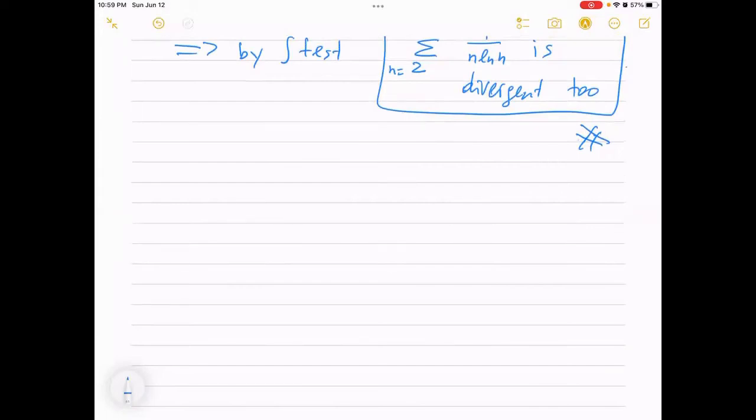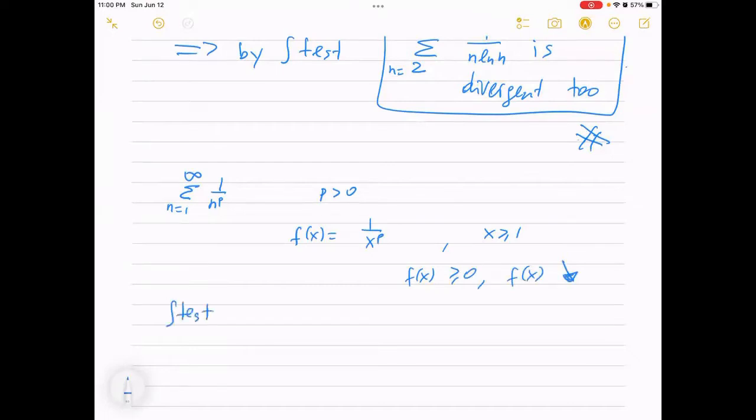If we look at the series 1 over n to the p, and here we're going to assume that p is bigger than 0, from 1 to infinity. Then we can look at the corresponding function 1 over x to the p, and when x is greater or equal than 1, f of x is going to be positive, and f of x is going to be decreasing. So we're allowed to do the integral test here.